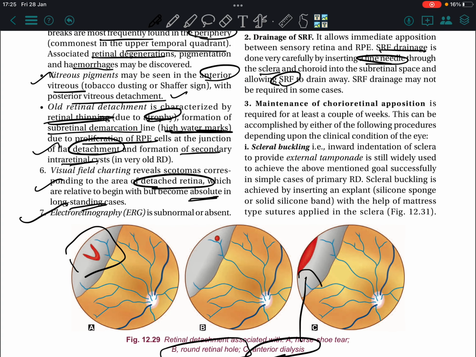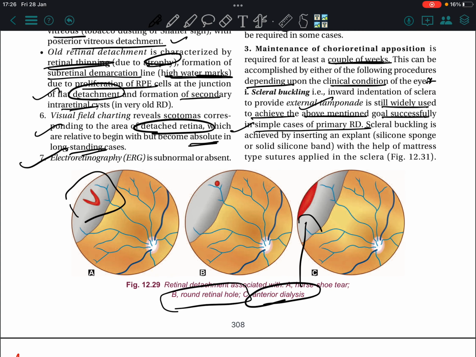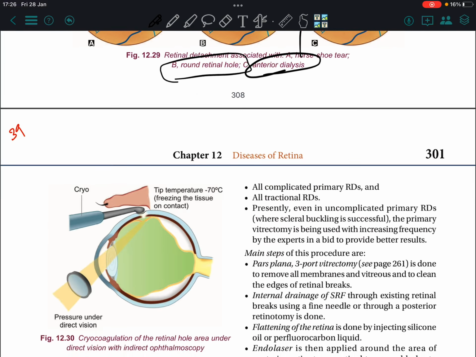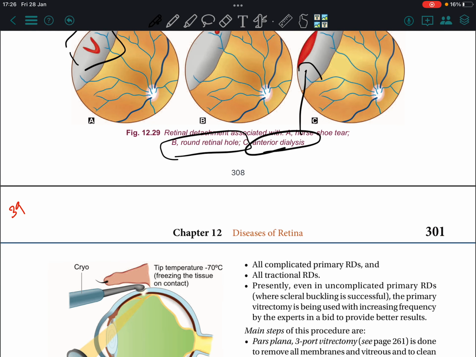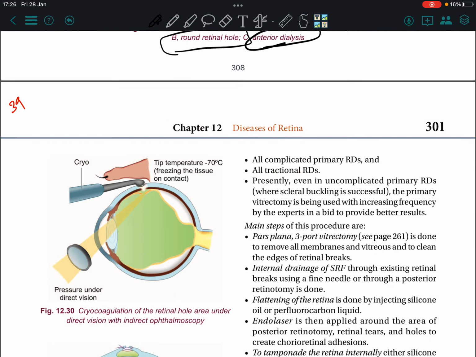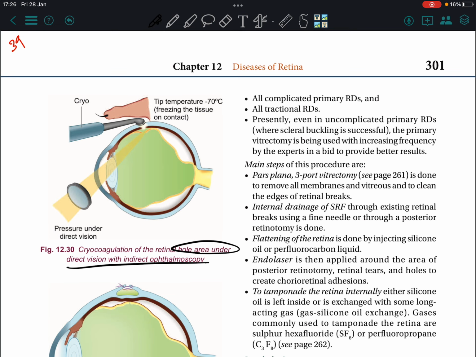Scleral buckling. Inward indentation of the sclera to provide external tamponade is still widely used to achieve the above mentioned goal successfully in simple cases of primary RD. Scleral buckling is achieved by inserting an explant with the help of mattress type sutures applied in the sclera. Cryocoagulation of the retinal hole area under direct vision with indirect ophthalmoscopy.